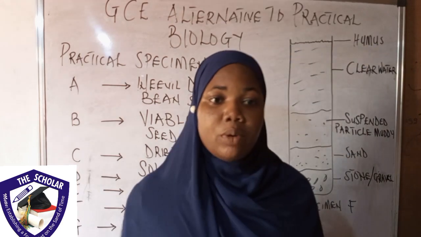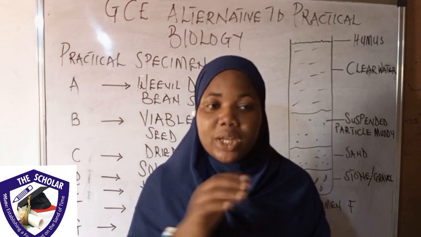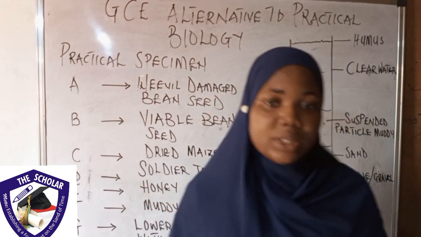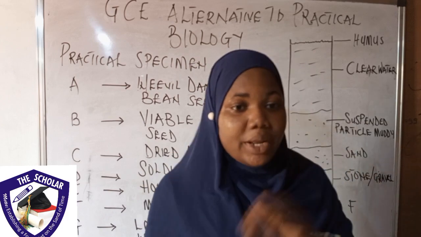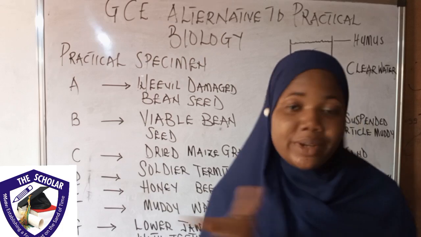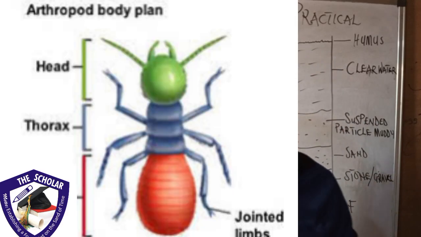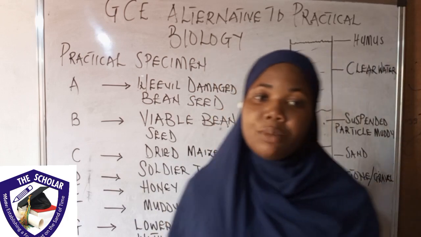What you can see: number 1, possession of 3 pairs of working legs. They don't have wings. Soldier termites, they don't have wings. Another one is that they are blind. They don't have eyes. Then they also have possession of what? 3 body divisions. That's why they are Insecta: head, thorax, and what? Abdomen.